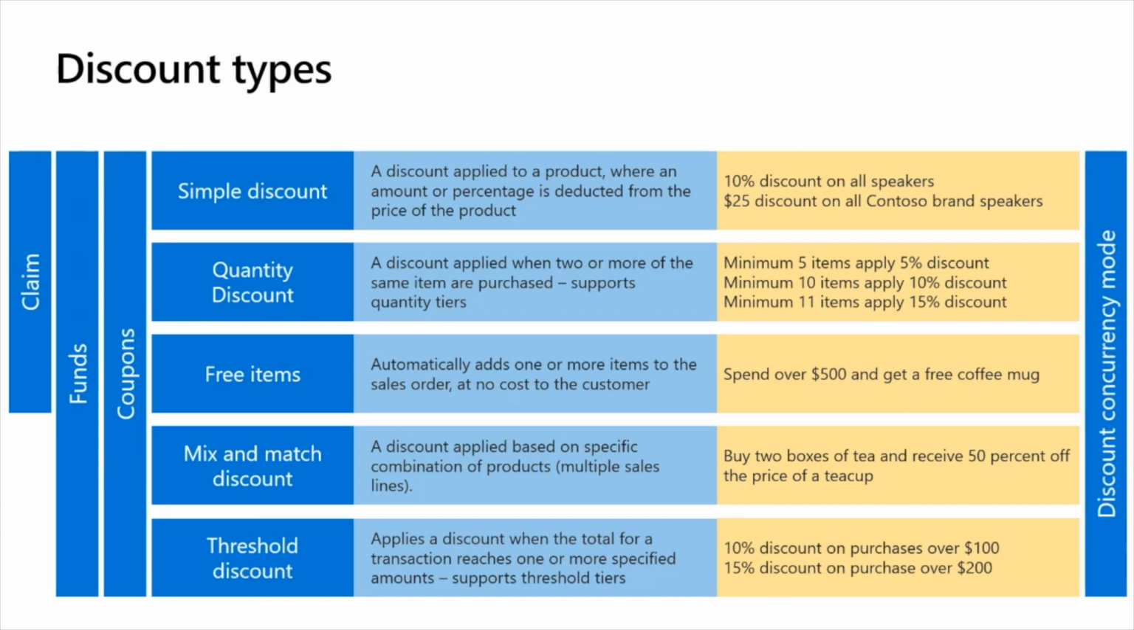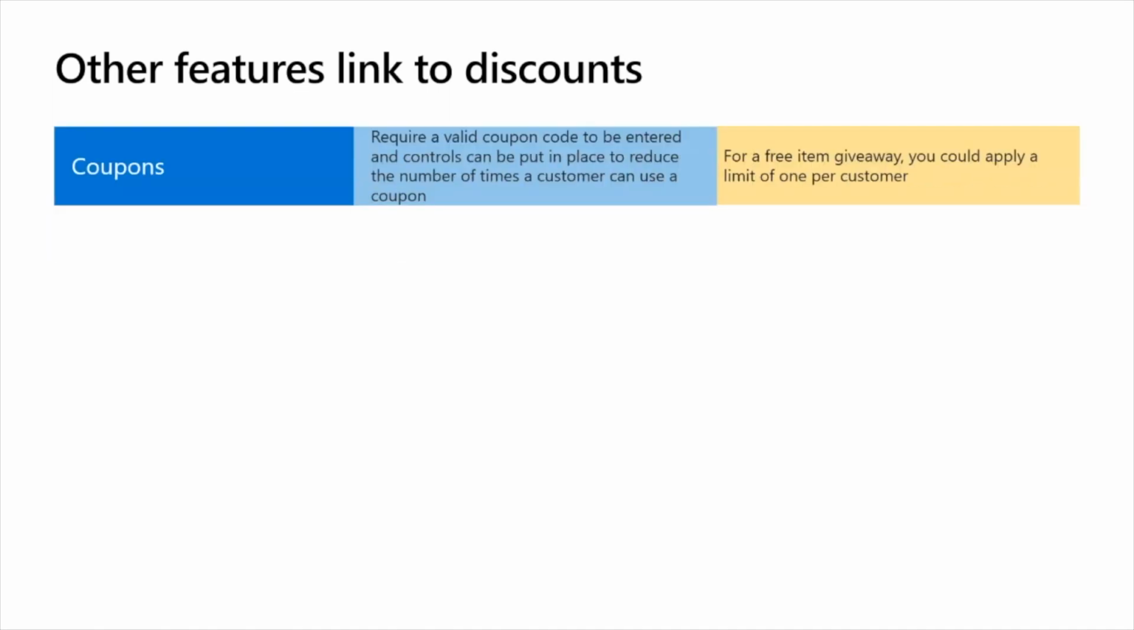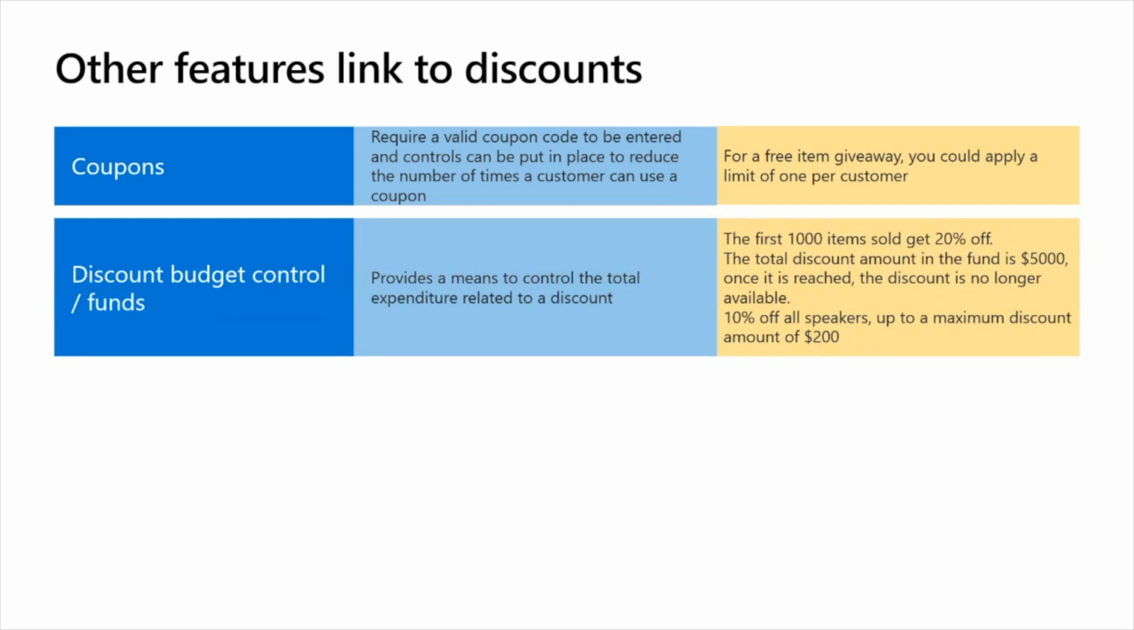Other features like coupon, funds, claim, and discount concurrency work in conjunction with discounts to provide even greater capabilities. Pricing management also offers new features linked to discounts, like coupons. They help us trigger a discount based on the coupon code, and we can control its usage number by company, channel, or customer.